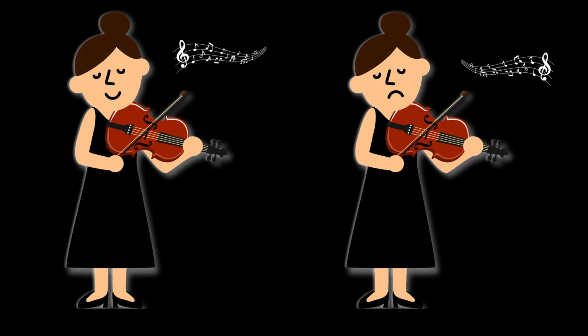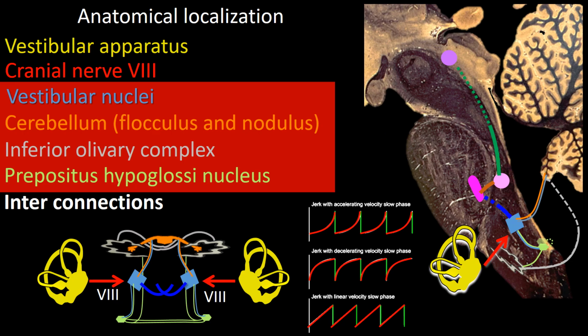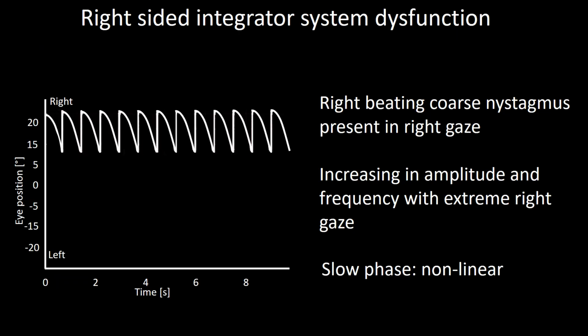So now let's change the tune and consider a situation involving damage to the right neural integrators, the prepositus hypoglossi nucleus, and the medial vestibular nucleus and its collaborators, the cerebellum and the inferior olivary complex. Damage to these structures always produces inhibition, leading to an oculographic pattern characterized by, in the case of right-sided involvement, right beating coarse nystagmus, present only when gazing to the right. As you can see here, notice that the slow phase is not linear.